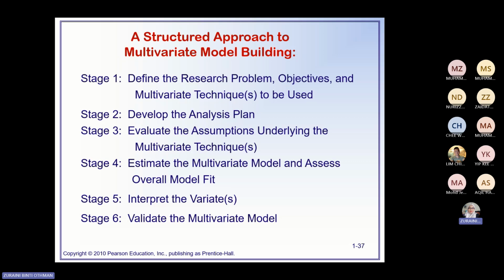We have first stage, which is kita kena tahu what is research problem, objective and multivariate teknik yang kita akan guna. Yang kedua, develop the analysis plan. And the third one is evaluate the assumption underlying the multivariate technique. And the fourth one is estimate the multivariate model and assess overall model fit. And the fifth one, interpret the variance and validate the multivariate model. Okay.